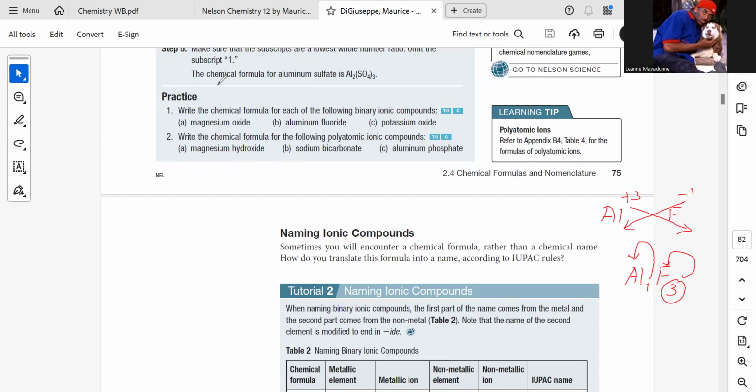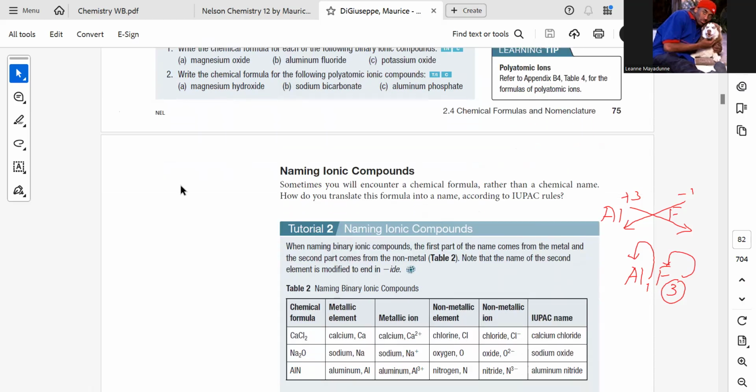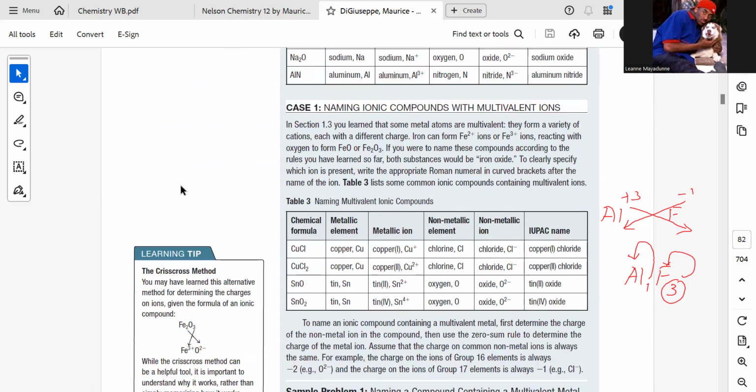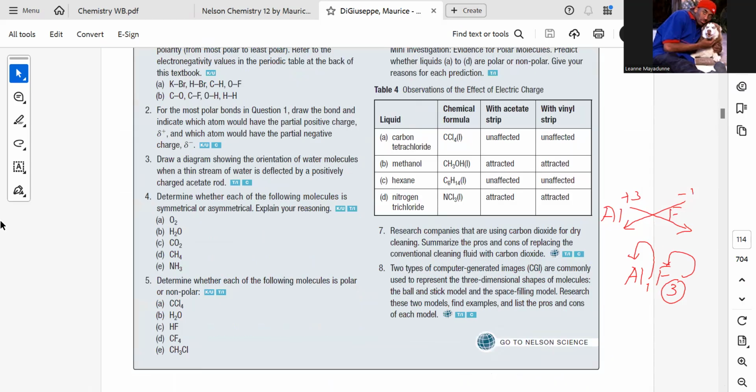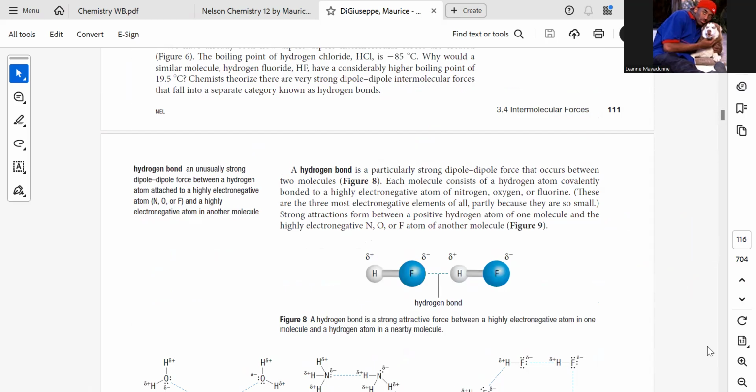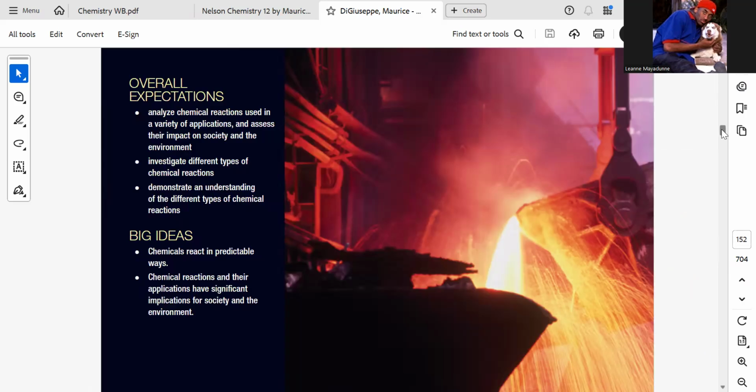Now I want to give you the trick for the magnesium hydroxide, bicarbonates, and phosphate. The trick is that you will be provided with a sheet for the oxyanions. When you're in school, your teacher is going to provide you that sheet. So we don't have to worry about what the oxyanions or the polyatomic anions are.